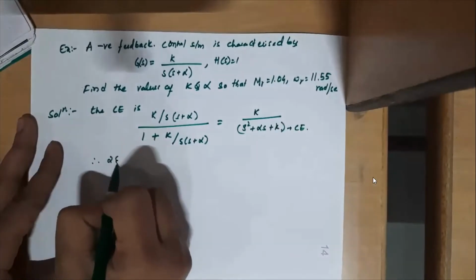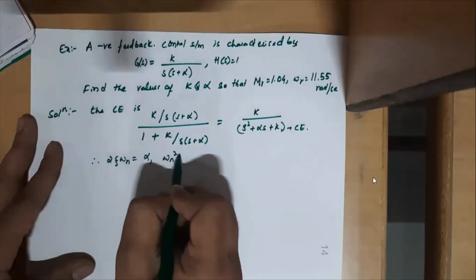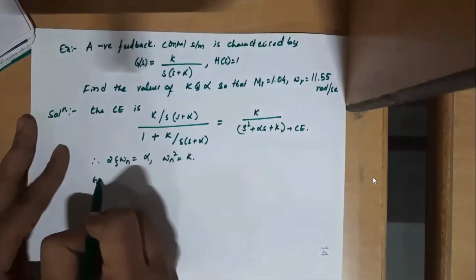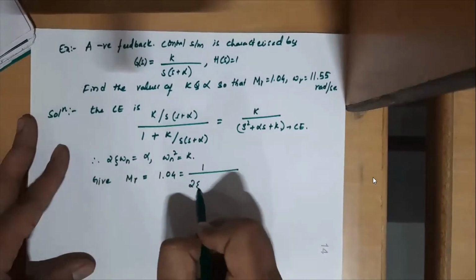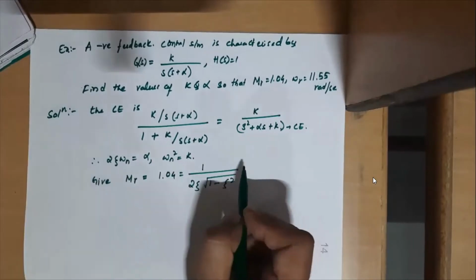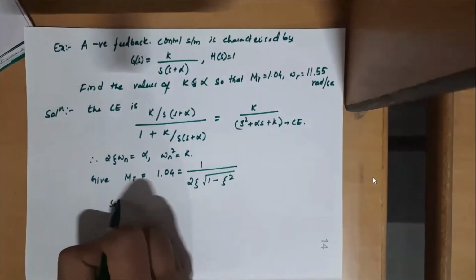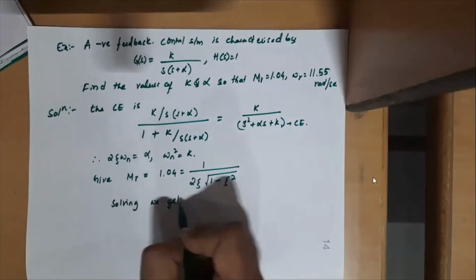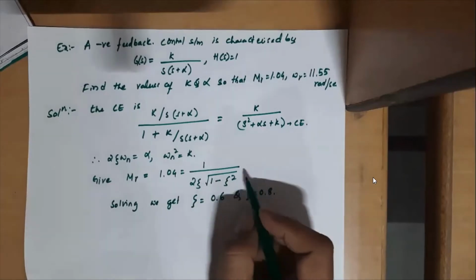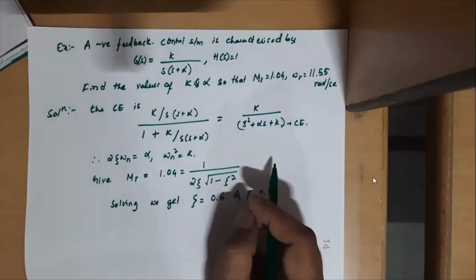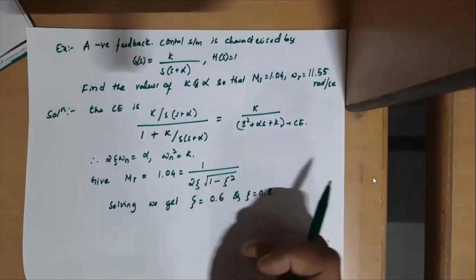So everything we can do is with the characteristic equation. So comparing with the standard case, 2 zeta omega n is alpha, omega n square is k. Given Mr is 1.04, which is 1 divided by 2 zeta square root of 1 minus zeta square. So solving this, you will get zeta, two values. One is 0.6 and the other one is 0.8. Okay, so you can try it later.